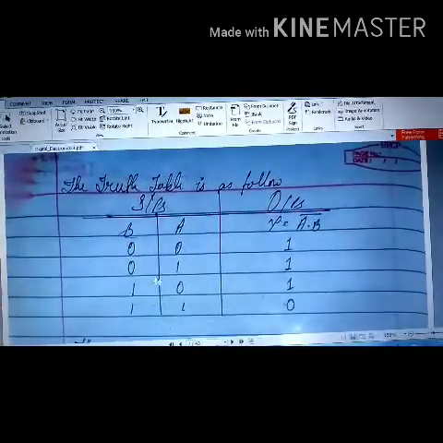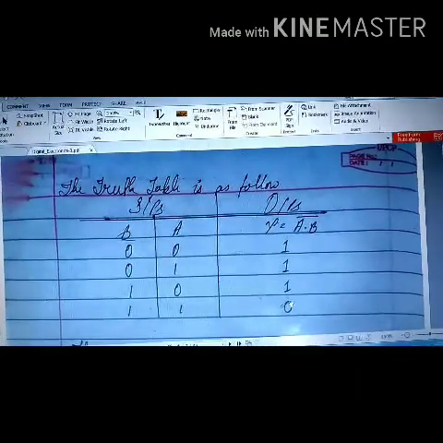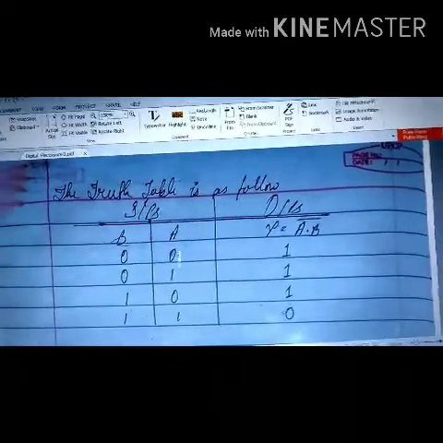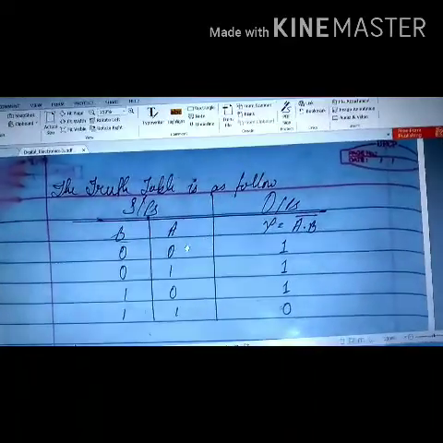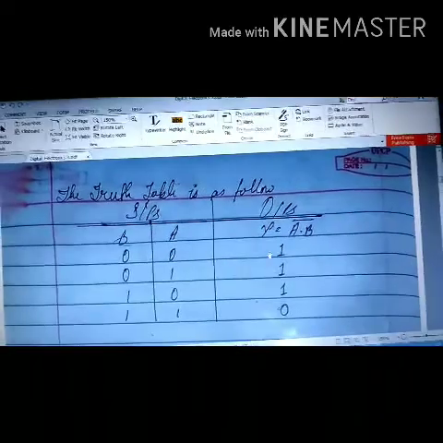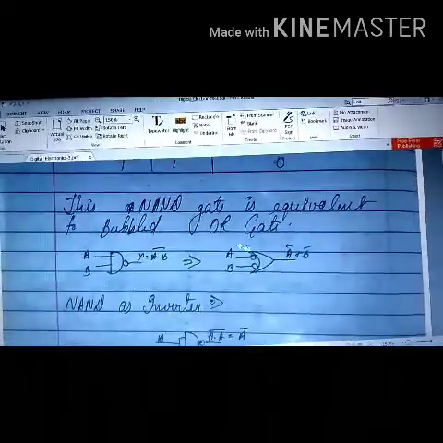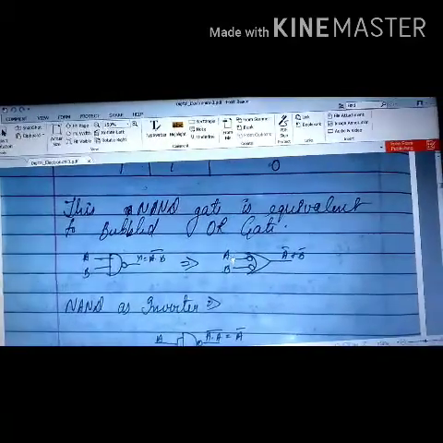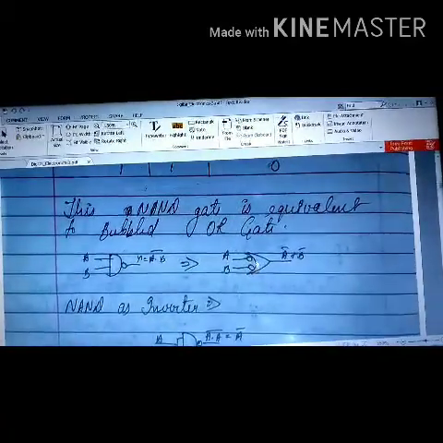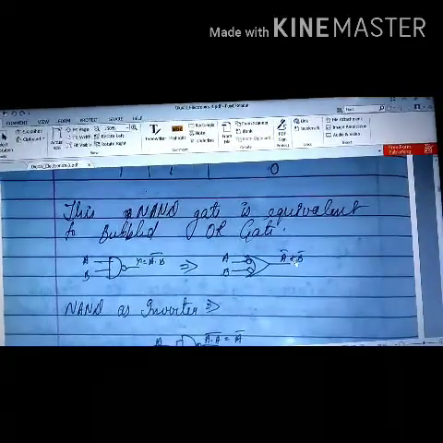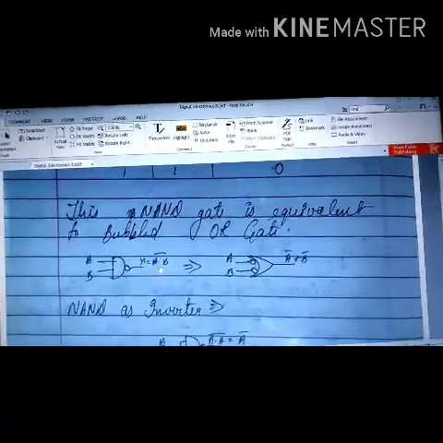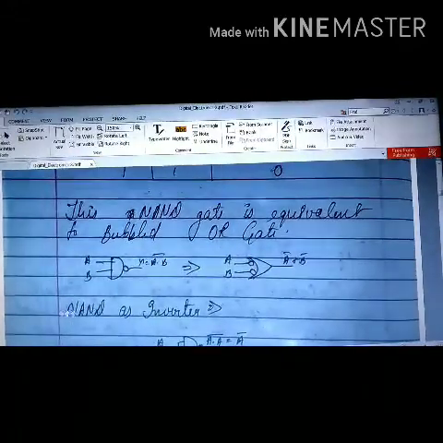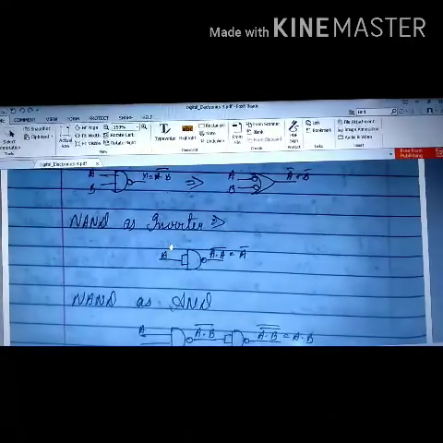Truth table will be, if both A and B are 1, then output is 0. Otherwise, even if one of the inputs A or B is at logic 1 or both are at logic 0, then it will assume logic 1 output. Okay, the NAND gate is equivalent to bubbled OR gate. So if this is a NAND gate, it can be taken as A bar and B bar entering it. So it can be A bar plus B bar, which will be equivalent to (A dot B) whole bar. Okay, when we will be studying De Morgan's law in Boolean algebra, then this will be much more clear to you.